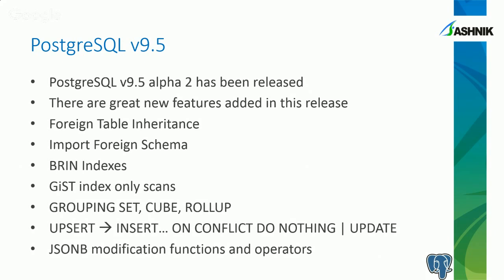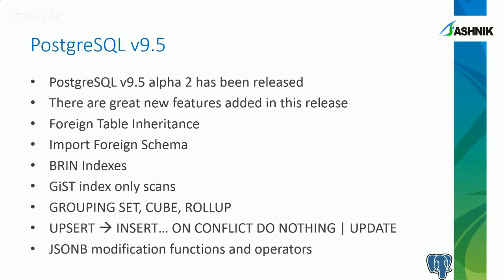BRIN indexes, which is block range indexes, which is going to improve the performance for large tables by quite a good magnitude. When I say improve the performance, I mean index scan performance. There is a new GiST index only scans introduced. There are OLAP features introduced as part of grouping set, cube, and roll up.